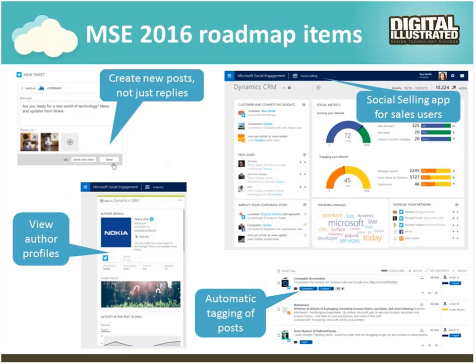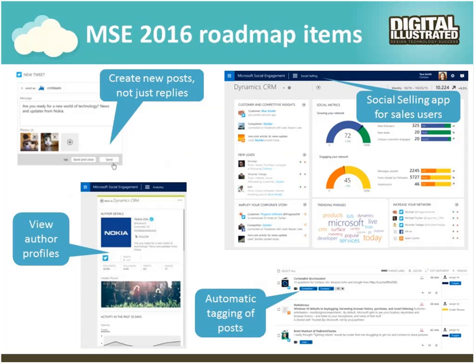If you look at the roadmap items that have been communicated there by the product team, as mentioned, we will soon be able to do new posts in social media, not just replies. We'll be able to see the author profiles in more detail, identifying the background and reach of the particular customer that we're communicating with over the social channels.